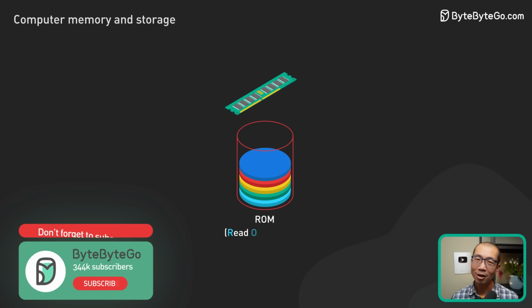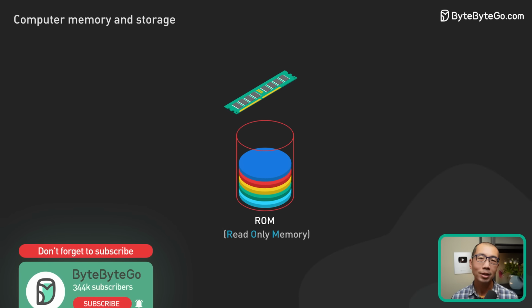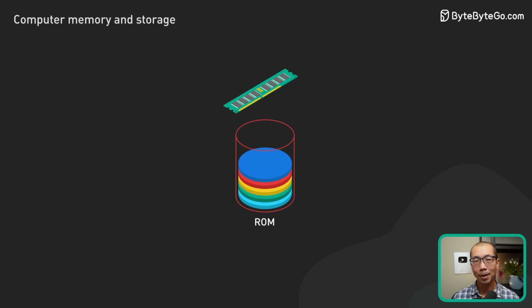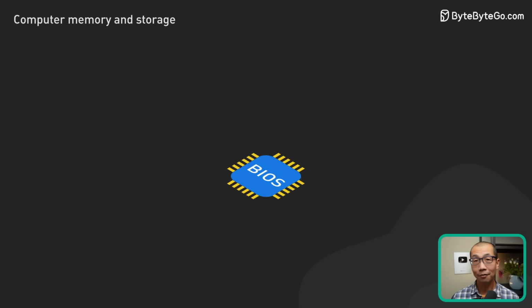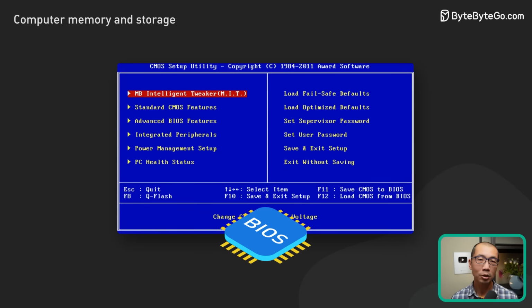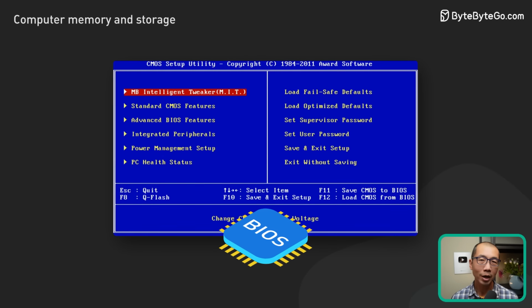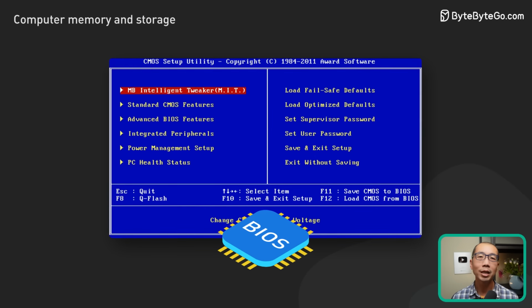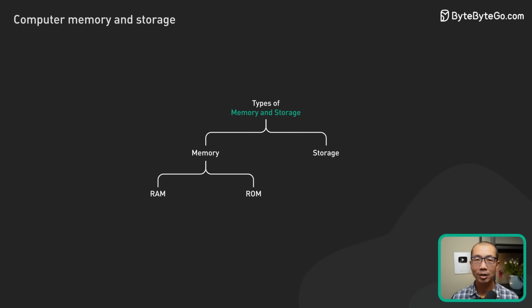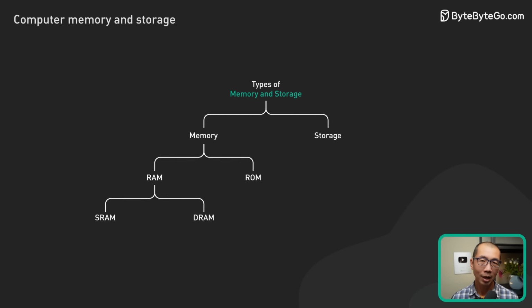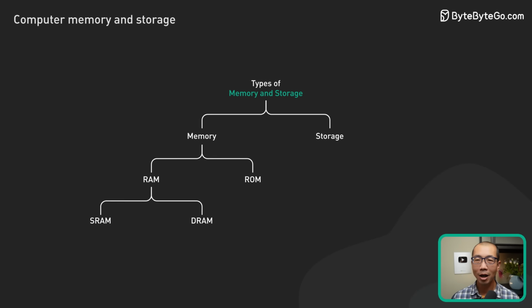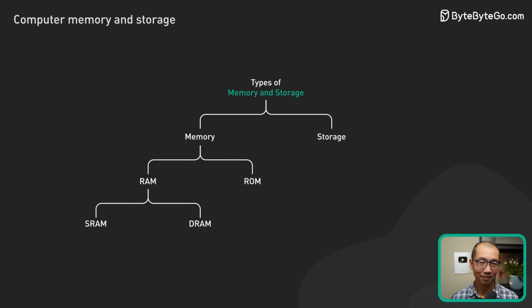ROM, or read-only memory, is a type of memory that retains data even when the power is off. It is non-volatile and used to store essential information, like firmware and the BIOS, that your computer needs to boot up. Now let's explore the different types of RAM, including SRAM, DRAM, and everything in between.